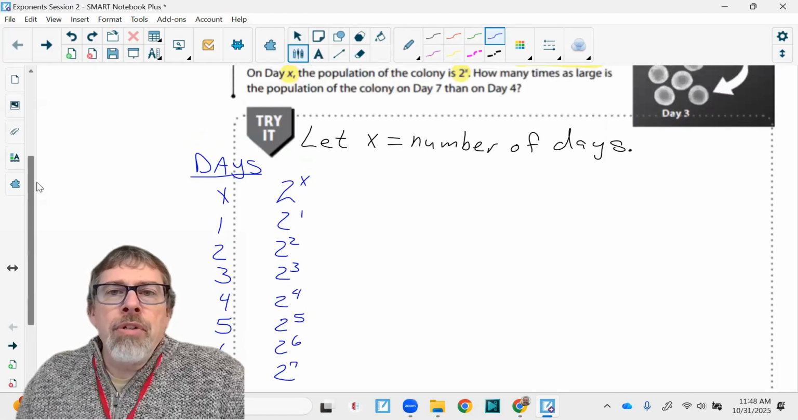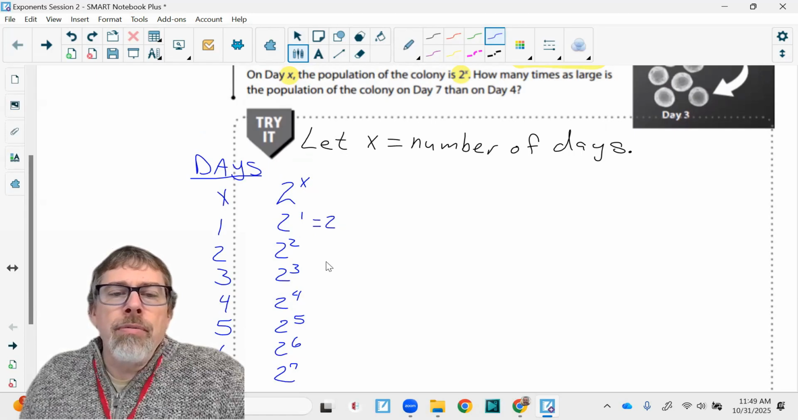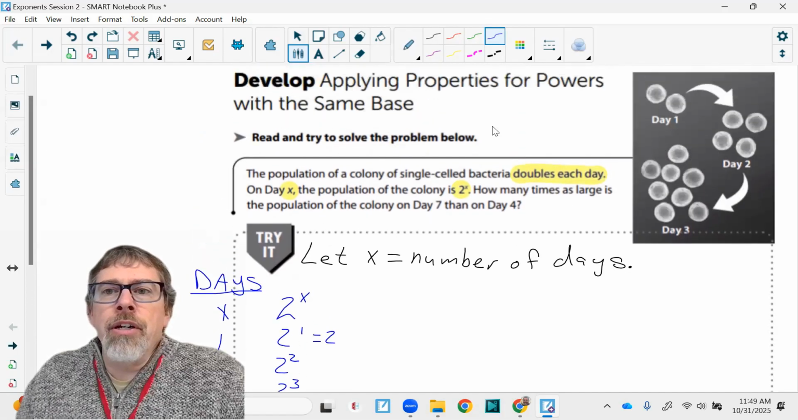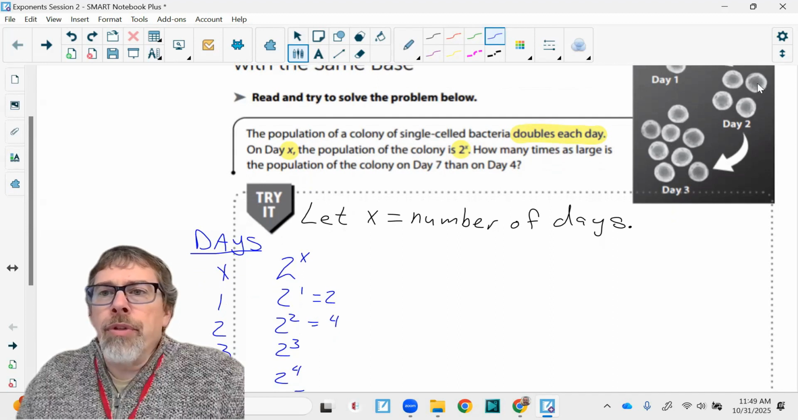And the reason that we're stopping at 7 is it says how many times as large is the population of the colony on day 7 than on day 4? Well, 2 to the 1 is 2. So on day 1, there are 2 cells. Okay. On day 2, 2 squared equals 4. So there are 1, 2, 3, 4 on day 2.